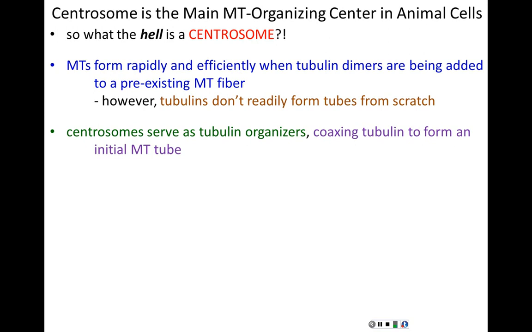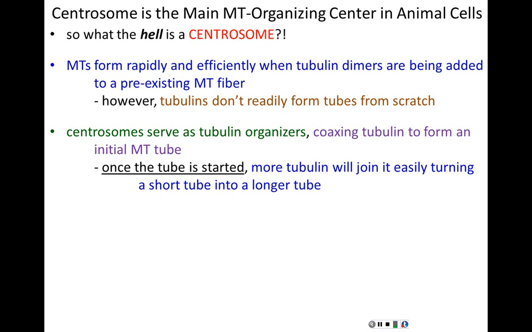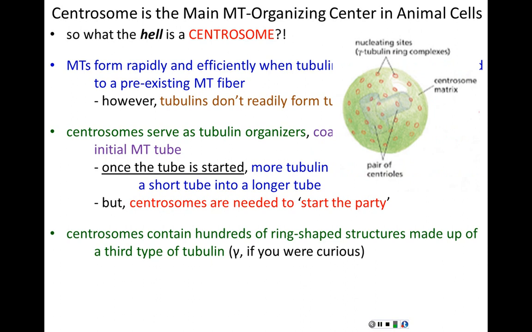Once that microtubule has been formed, then additional tubulin dimers can be added to it, extending it and making it longer. But that first initializing event of making that first tube is what centrosomes make possible. Once that tube has been started, more tubulin will join it quite easily, turning a short tube into a long tube. But centrosomes are needed to start that party and get that process started. So how do centrosomes do that?